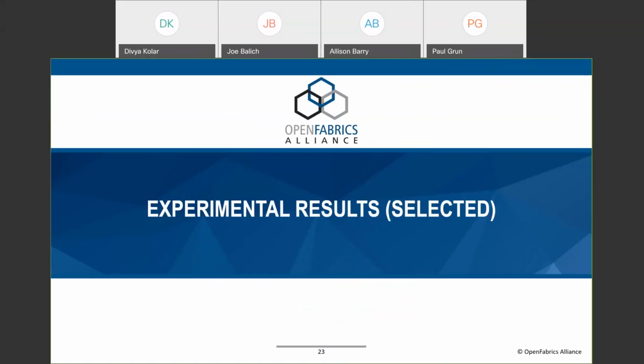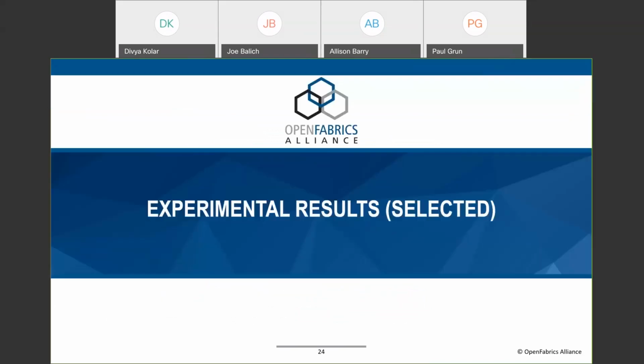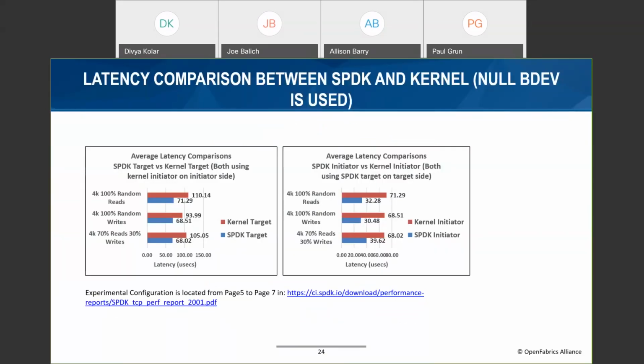So previously we talked about some design, and in this part we will share some performance results. Next page, please. This page just shows the latency comparison between SPDK and the kernel solution with the non-bdev, with the queue depth equal to 1. And you can view this report from SPDK's website. Currently, the report version is 20.01, and we will have the new performance report soon.